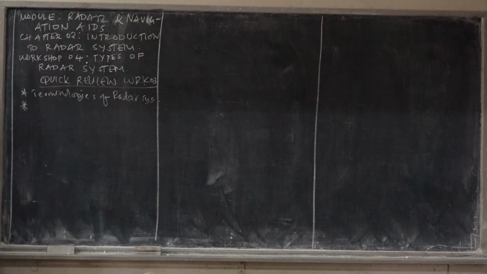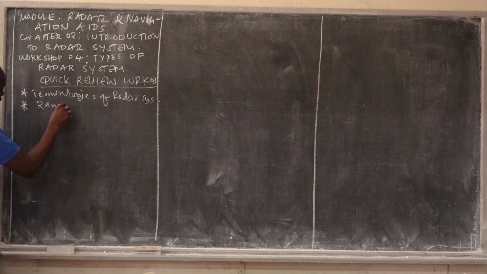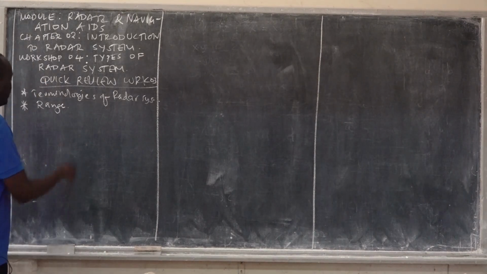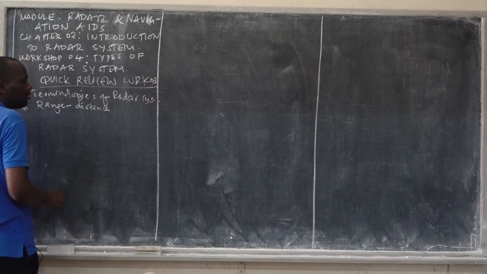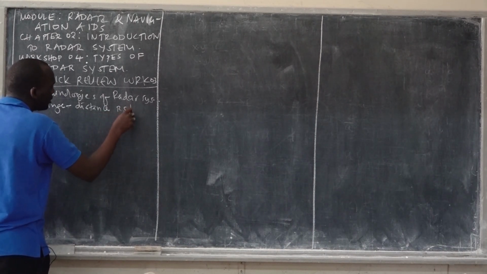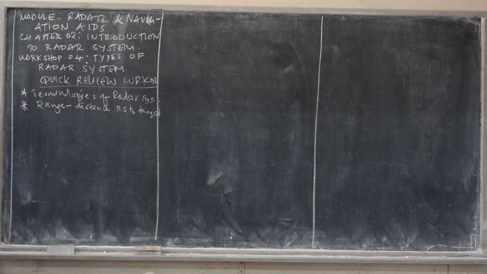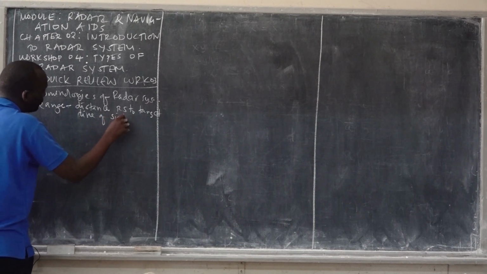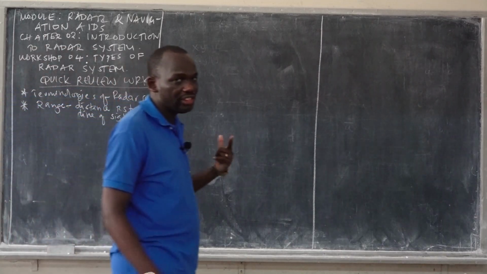One of the terminologies that we discussed that day is called range. What is range, class? Range is the distance from the radar site to the target, measured along the line of sight. It means the radar system should be in line of sight with the target.